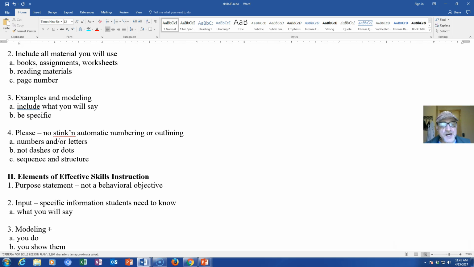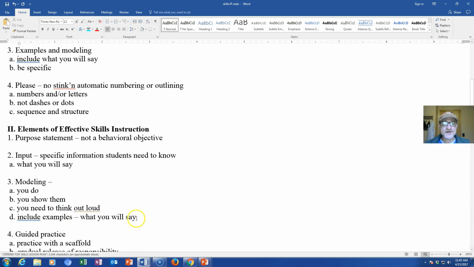I'll show you how to undo this. But that disrupts the margin, makes it harder for you to see and for me to respond. That means also numbers and or letters, not dashes and dots. Outline or list means numbers and or letters. All right, so that's the lesson plan.